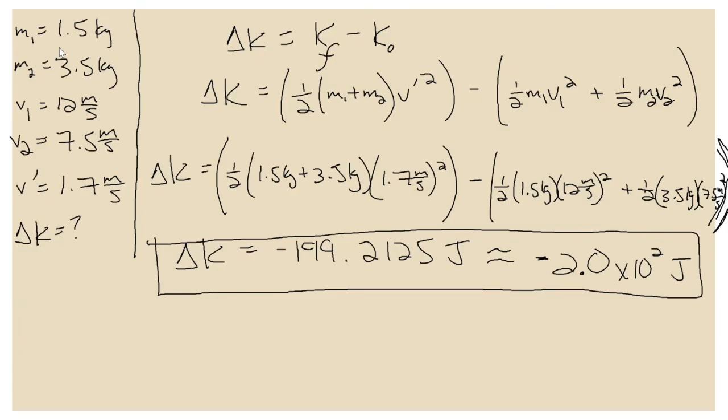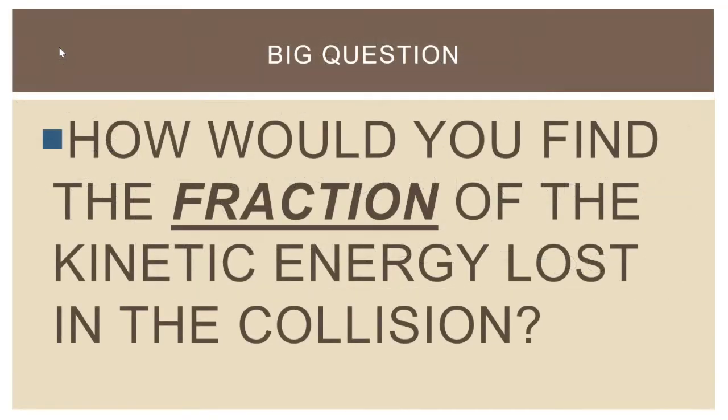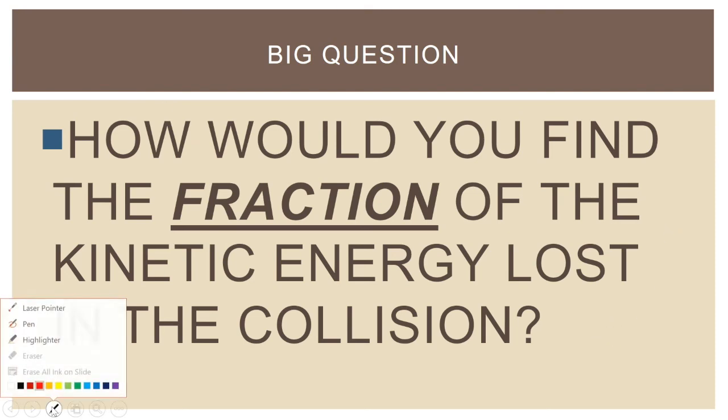Now, while they ask about the lost kinetic energy in a collision quite a bit on the AP test, what they actually ask about even more is the fraction of the kinetic energy lost in the collision, which is a weird kind of question. And so it's important that we take a moment to ask then, how would you find the fraction of the kinetic energy lost in the collision? Let's just use a very simple example here, just to really drive the point home, because we want to come up with an equation.